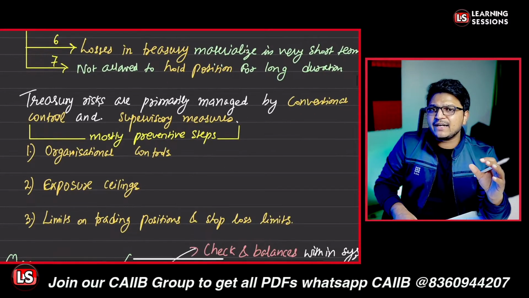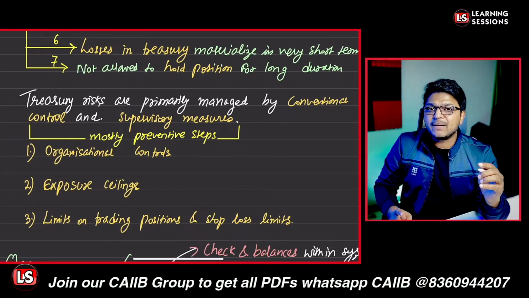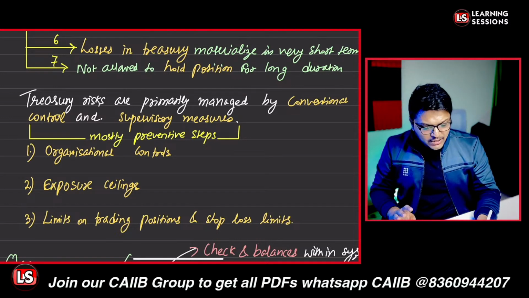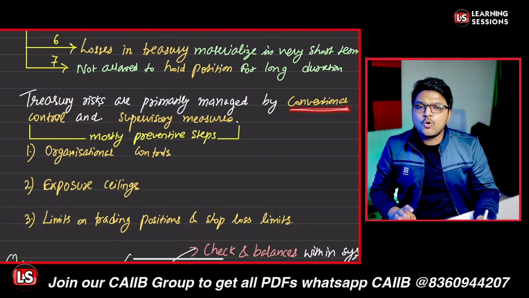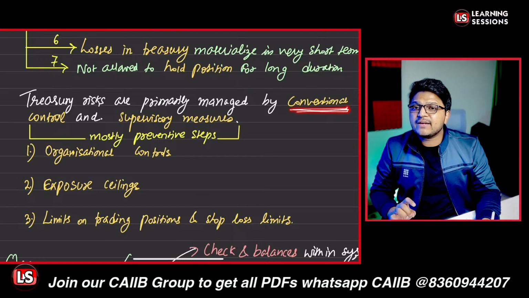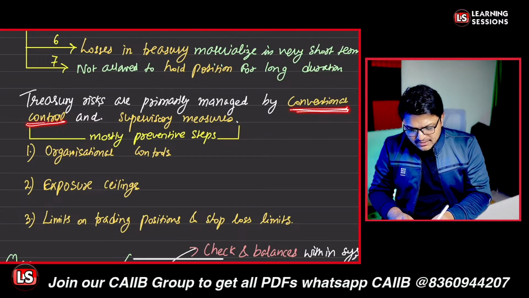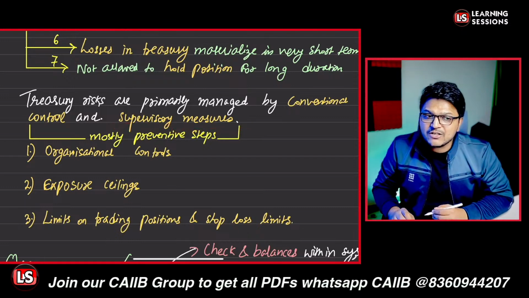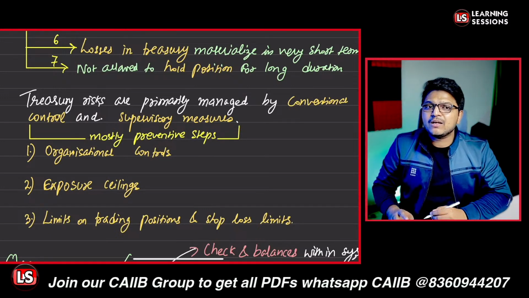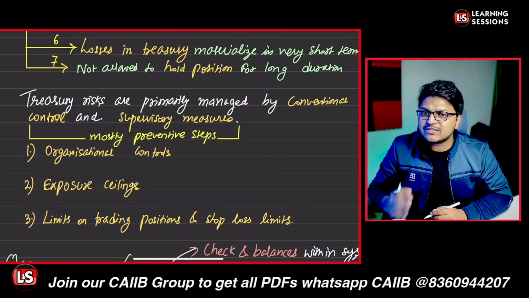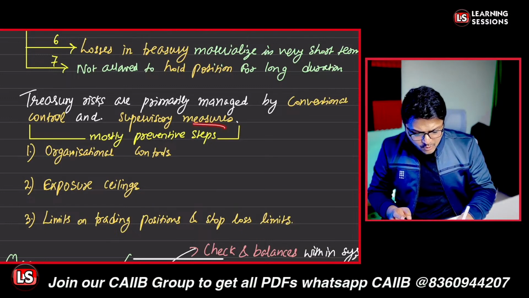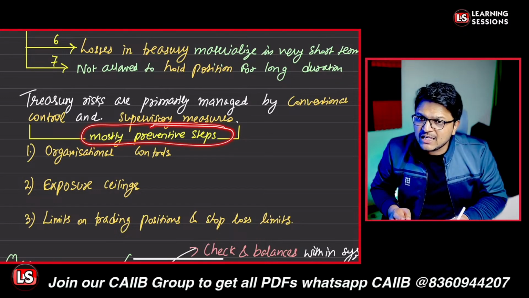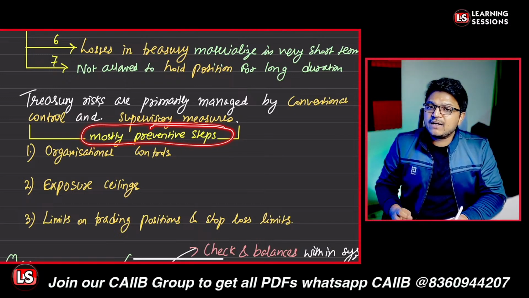Now let's learn that treasury risks are primarily managed by conventional control. You try to control things, like: do not go on the road because you may face an accident. You go for supervisory measures so that you can control the overall risk. And these are mostly preventive steps in the case of treasury. I hope that it may help you to understand.